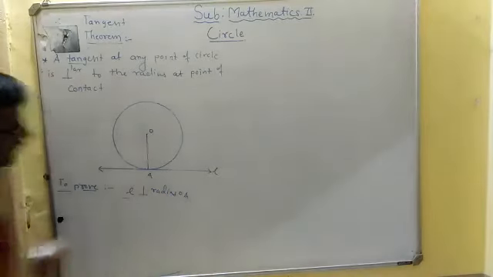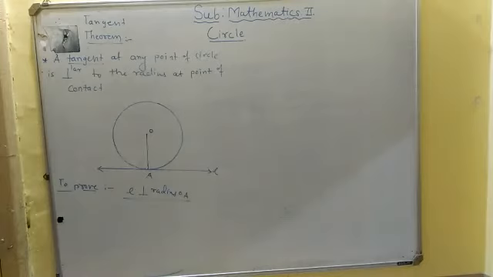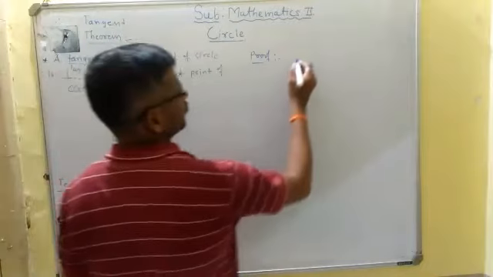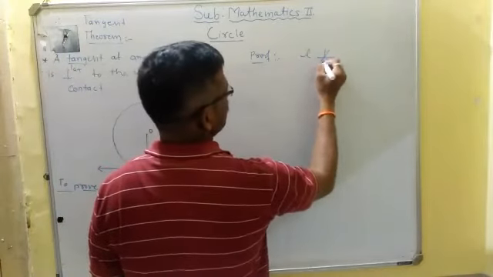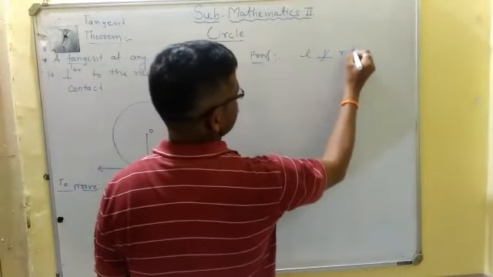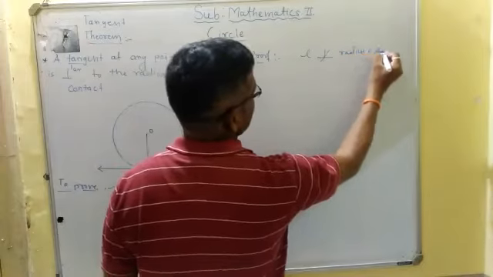For that, we are going to write the proof of that theorem using the indirect method. Assume that L is not perpendicular to the radius OA.